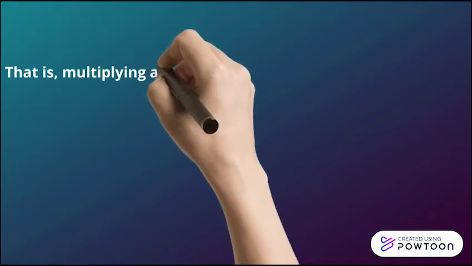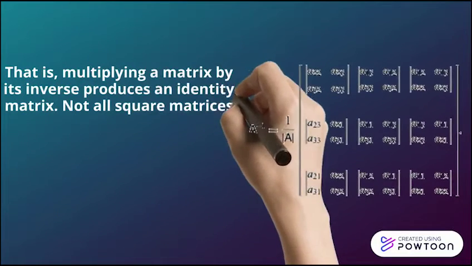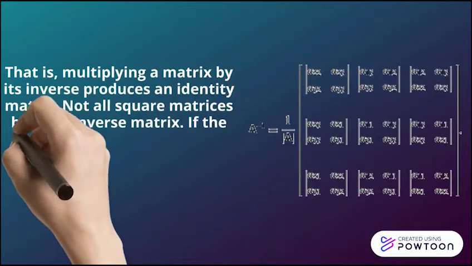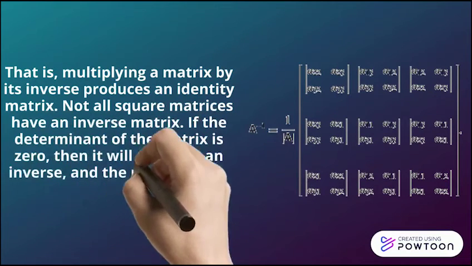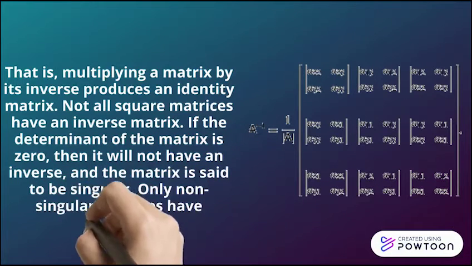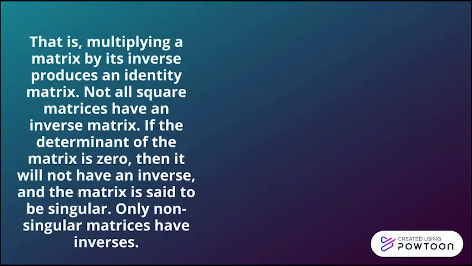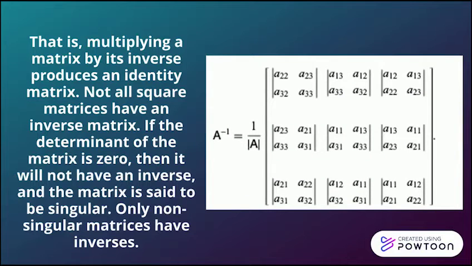Multiplying a matrix by its inverse gives the identity matrix, and only square matrices can have an inverse matrix. If the determinant of the matrix is 0, then it will not have an inverse. The matrix is said to be singular. Only a non-singular matrix has an inverse. And this picture shows the matrix inverse.